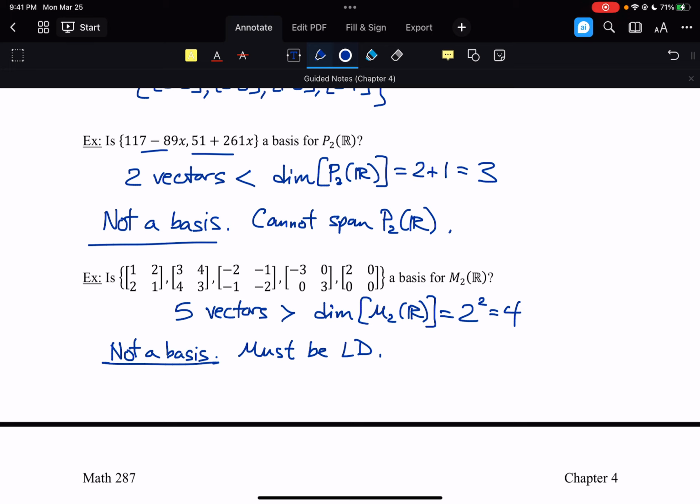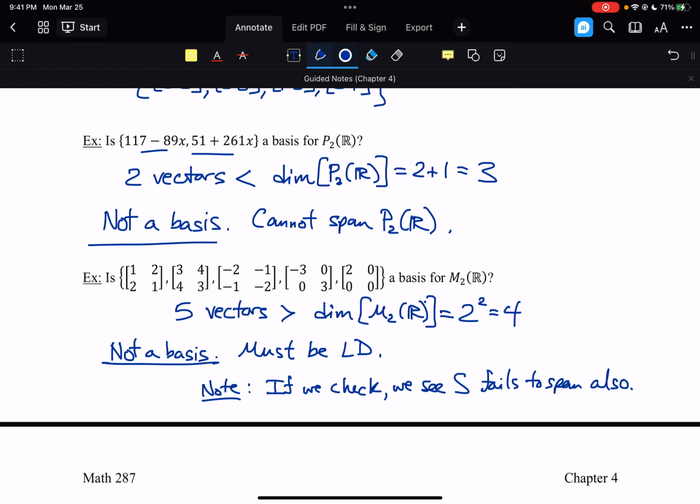among these vectors. Now, an interesting note about this one, if we check, we see the set here fails to span also. And this is a good point to make here, that just because we have too many vectors to be a basis, that means that the vectors are LD. That doesn't guarantee that it is a spanning set. Just because we have too many vectors, it doesn't mean that, oh, it's not LD, therefore it has to be a spanning set. It could still be neither.